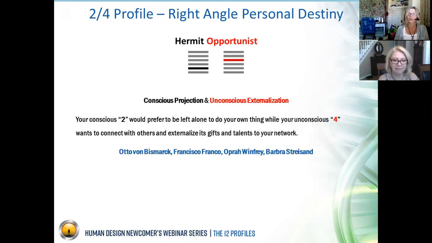I've also heard, and this is kind of weird, I don't know if it's true, you guys can tell me, that 2/4s don't like to have their stuff moved around. They don't want other people moving around their stuff. And the 2/4s that I know, it's kind of true. I just think that's interesting.